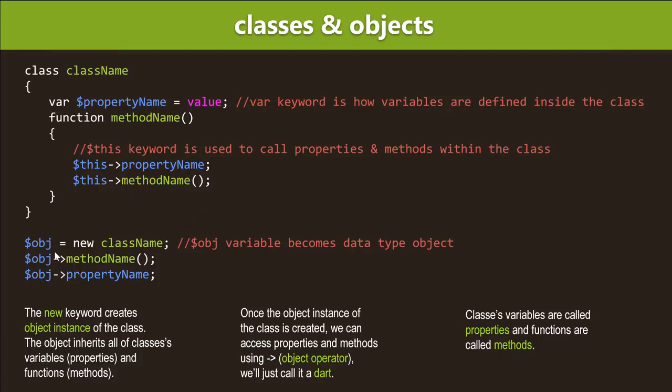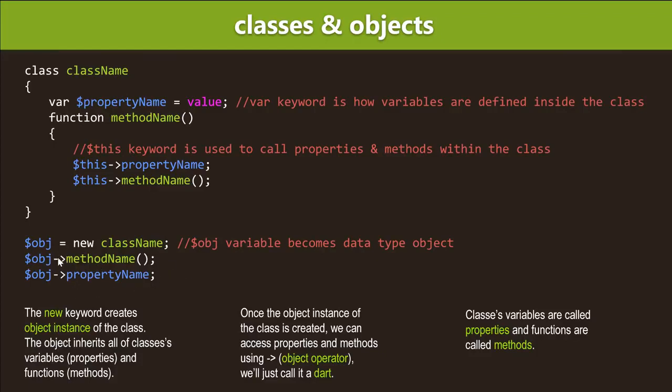Now outside the class we actually instantiate the object using the new keyword followed by our class name, and at this point the object of the class has been instantiated, and that means the object is going to inherit, or basically obtain, all the methods and properties of that class. So we can use the dart operator again, or the object operator, to access all those properties and methods with the object.